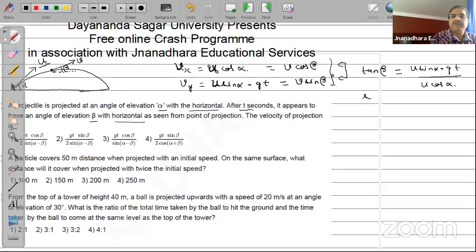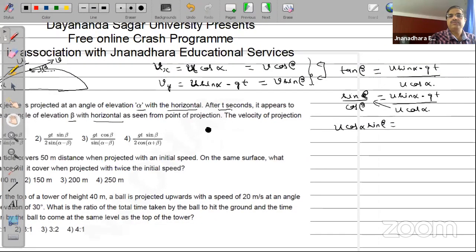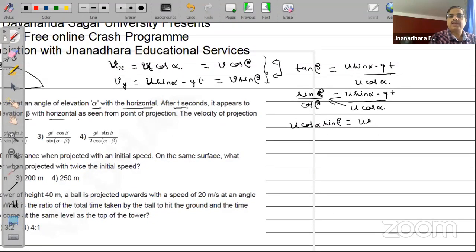Now I can write this tan beta as sin beta by cos beta. There's a lengthy calculation here, so hold on and make sure that you follow whatever I'm doing. Now I can interchange these two and write it as U cos alpha sin beta is equal to U sin alpha cos beta minus gt cos beta. Now interchange and write this as gt cos beta is equal to U sin alpha cos beta, and take this to the other side, you get minus U cos alpha sin beta.